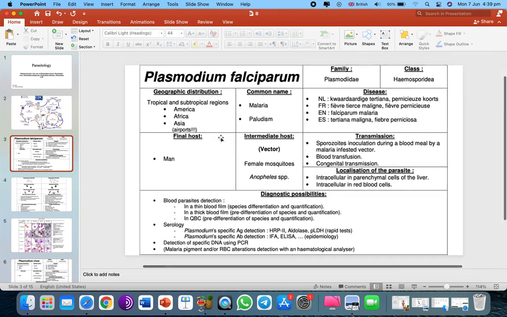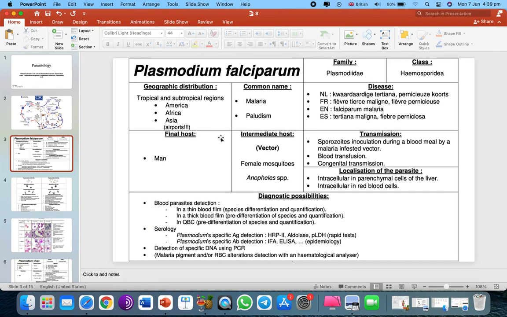So now let's talk about the diagnostic approach to Plasmodium falciparum. Look, malaria is caused by Plasmodium. Okay, malaria. What is malaria? I will mention this now. First, let's start with Plasmodium falciparum.